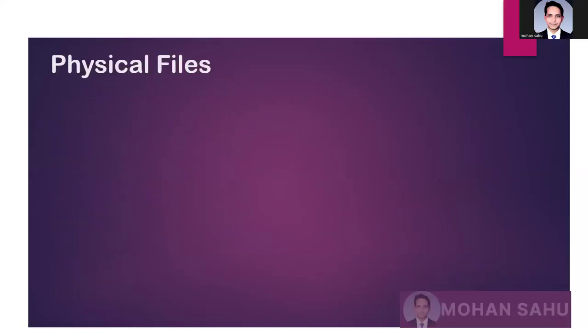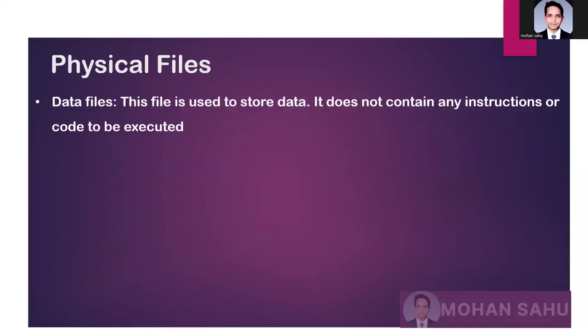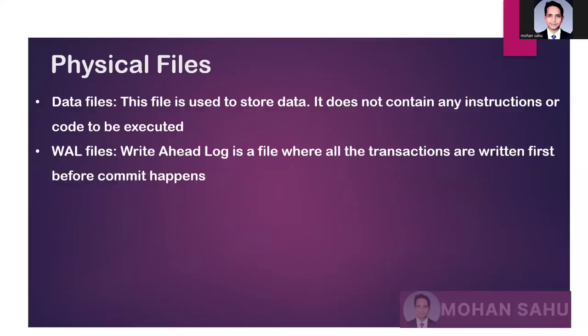Now we have physical files, which we have already talked about. Data files are used to store data. They do not contain any instructions or code to be executed; they have purely data. And WAL files are write ahead log files, where all the transactions are written first before commit happens. All those records which are committed will be here in the WAL files.